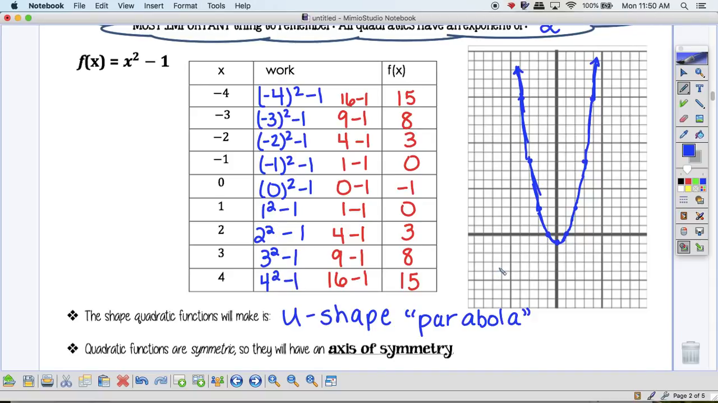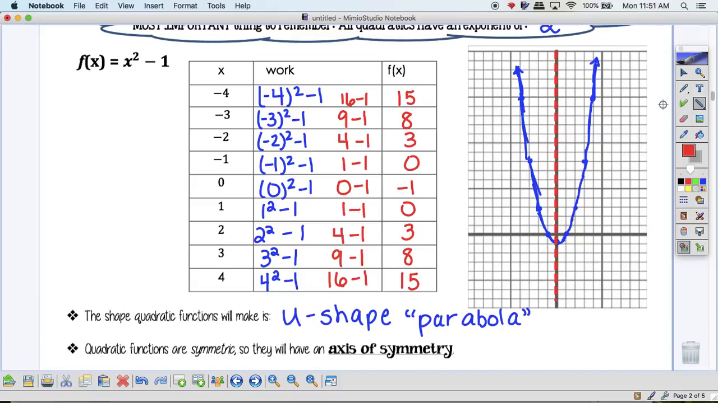Quadratic functions are symmetric. What does that mean? That means they are the same on one side as the other. So they are all going to have what's called an axis of symmetry. So let's look at where this graph is symmetric. What could I draw that would split this graph in half like a mirror? What type of line could I draw that would split the graph in half so that it is like a mirror? It would be a vertical line down the middle.